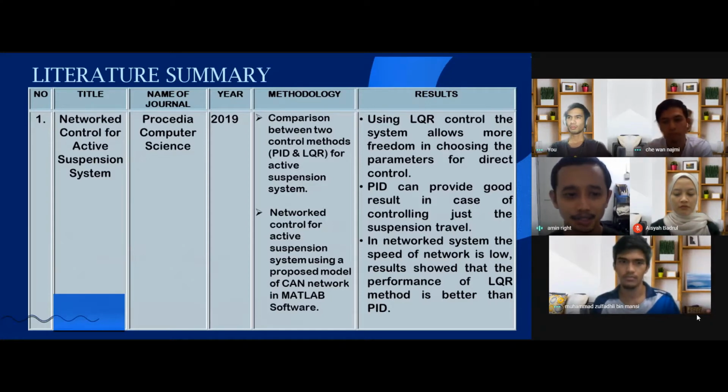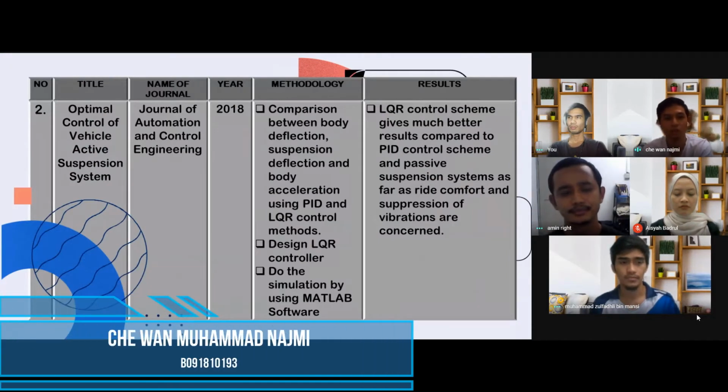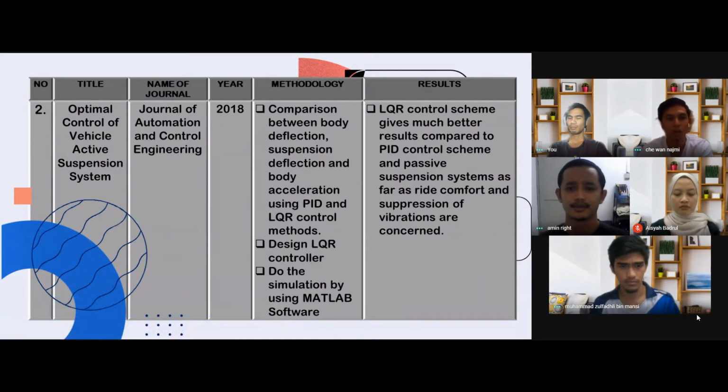Okay, next we go to the next journal. The title of our next journal is Optimal Control of Vehicle Active Suspension System. The name of the journal is Journal of Automation and Control Engineering, year 2018.